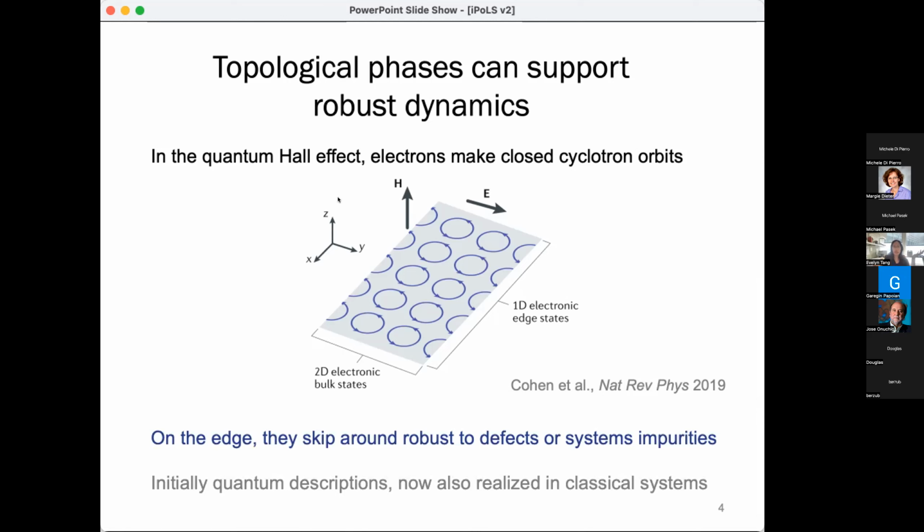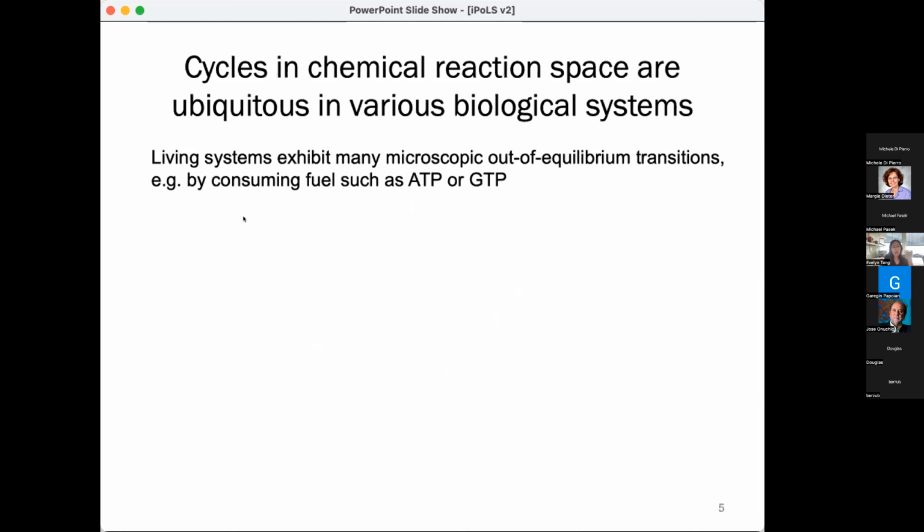Of course, this electronic system looks somewhat simple and very different from the kinds of biochemical systems that we are used to thinking about, but actually there are analogs in chemical reaction space. One of which is these orbits or out of equilibrium cycles. You do see many out of equilibrium cycles in biochemical systems that are often powered by the consumption of ATP or GTP.